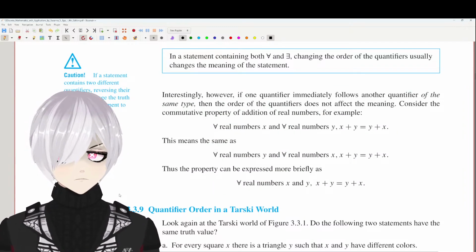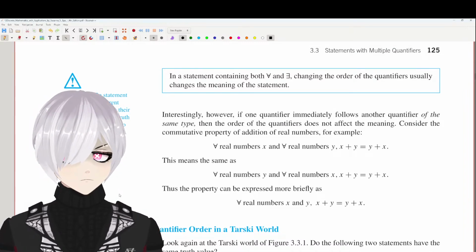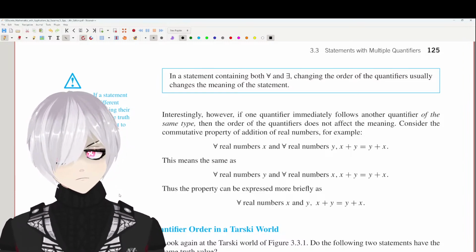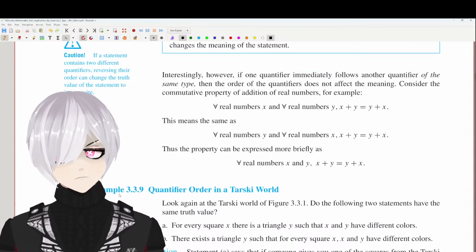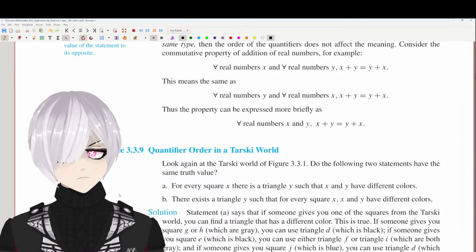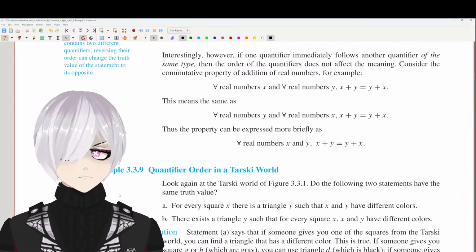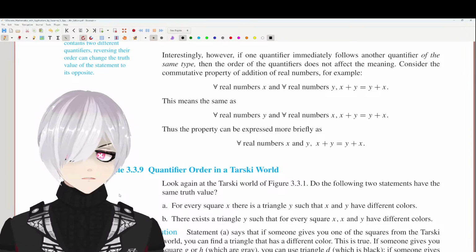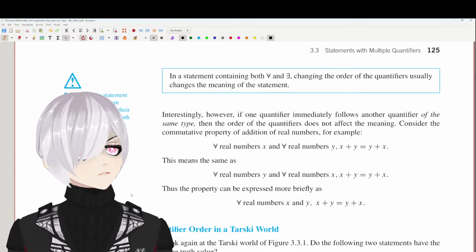So the order matters if the quantifiers are different. The order can change the meaning of the statement. That makes sense. You could say for all cats and for all dogs.